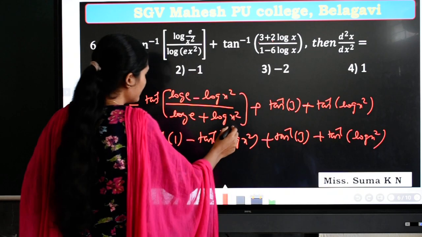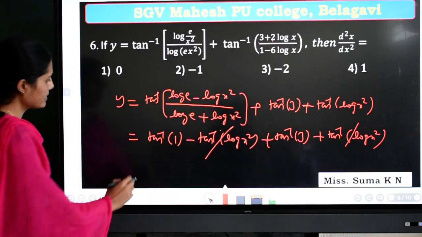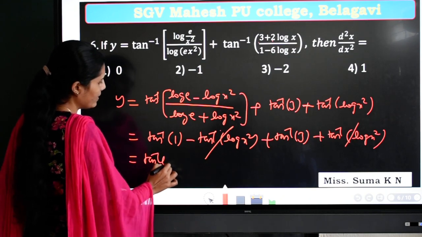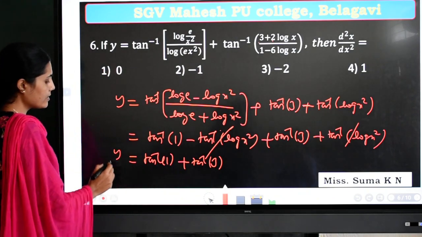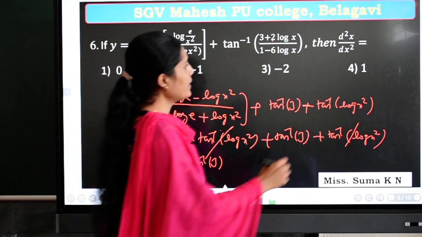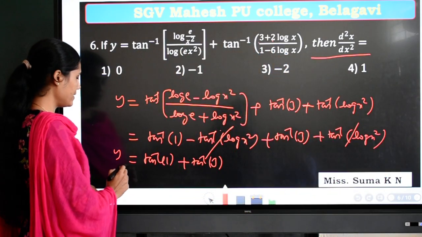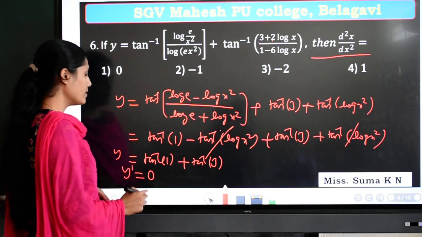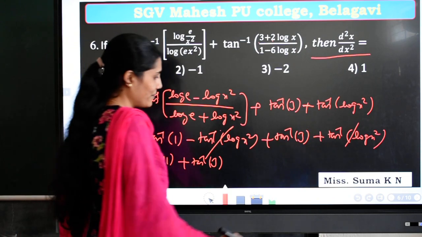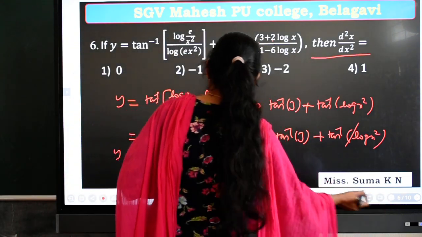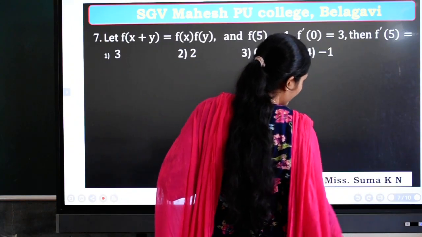Which term gets cancelled? Tan inverse of log x square plus tan inverse of log x square gets cancelled. What remains? Tan inverse of 1 plus tan inverse of 3 remains. These are the constant terms only. They are asking d square y by dx square, the second order derivative. After differentiation, the constant is what? 0. You will get the double differentiation also 0. Now which option is the right answer? First option is the right answer. We will go to the next question.